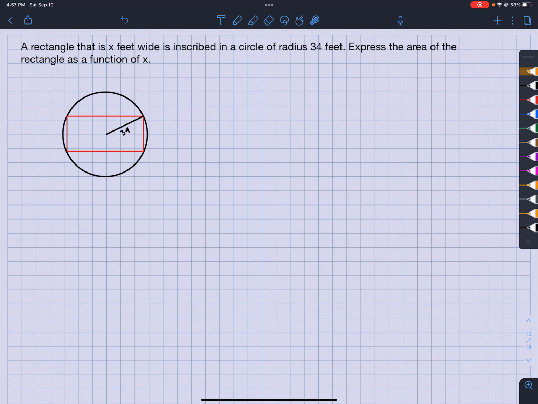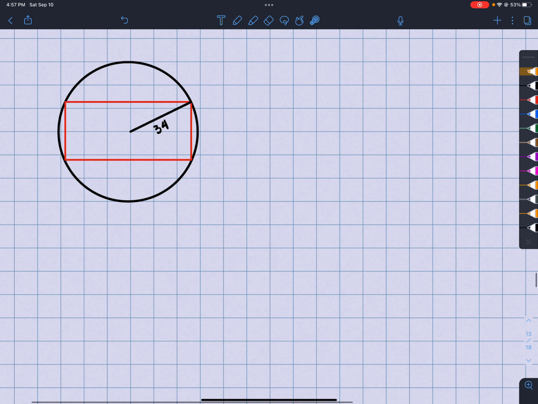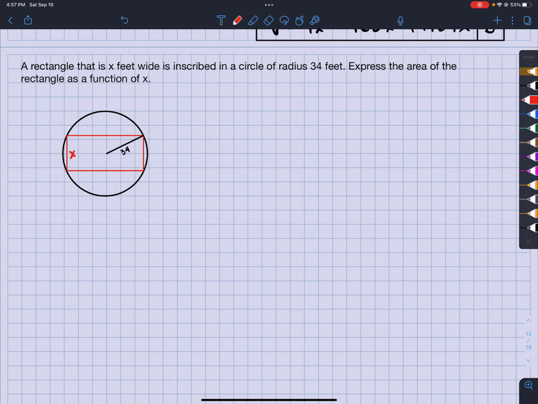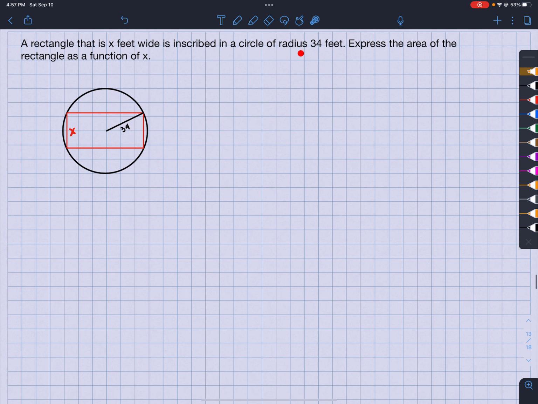All right, so a rectangle that is X feet wide is inscribed in a circle of a radius of 34 feet. Express the area of the rectangle as a function of X.